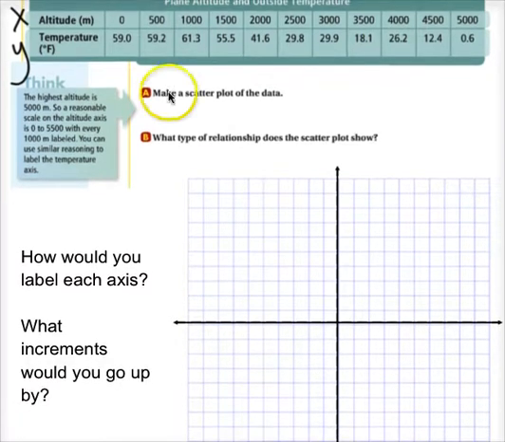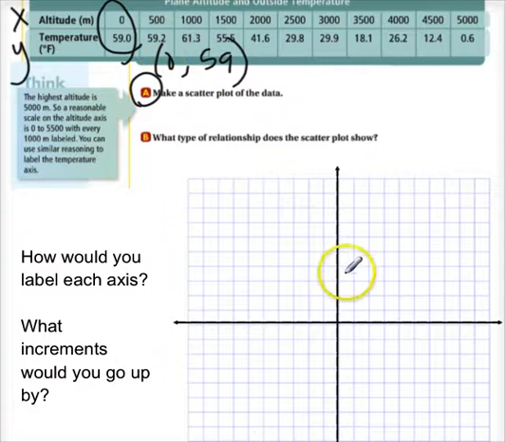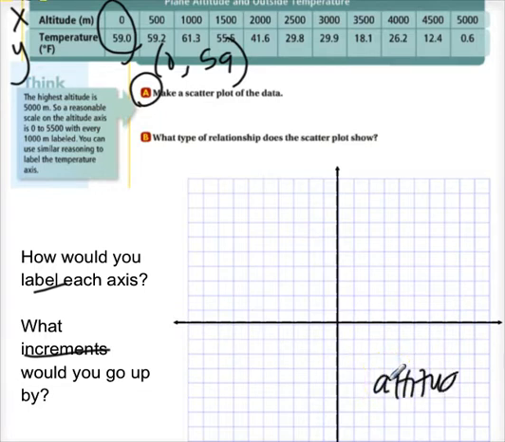So the first step is simply to make a scatter plot. Every x and y is like an ordered pair, so 0, 59 is what we would graph. But first, we need to label each axis and the increments we're going to go up by. Remember, we're going to use just this first quadrant. Altitude is my x value, so my x is my altitude, and up my y-axis is the temperature in degrees Fahrenheit.